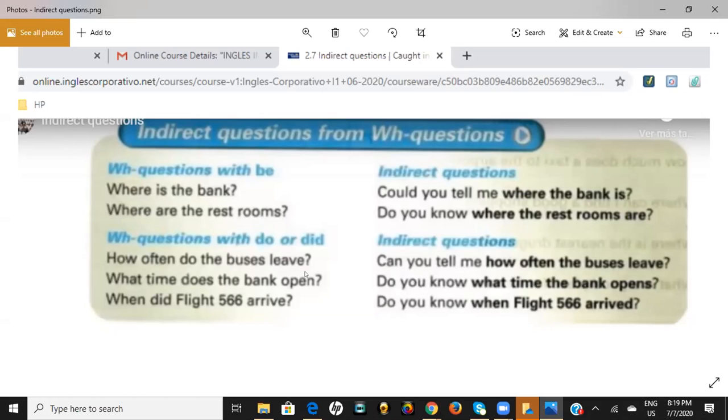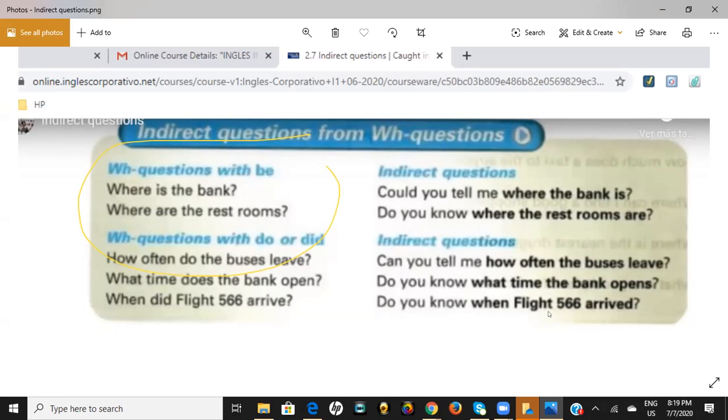Look at the second part. How often do the buses leave? You want to transfer that into indirect? You will say, can you tell me how often the buses leave? What time does the bank open? Do you know what time the bank opens? When did flight 566 arrive? Do you know when flight 566 arrived?